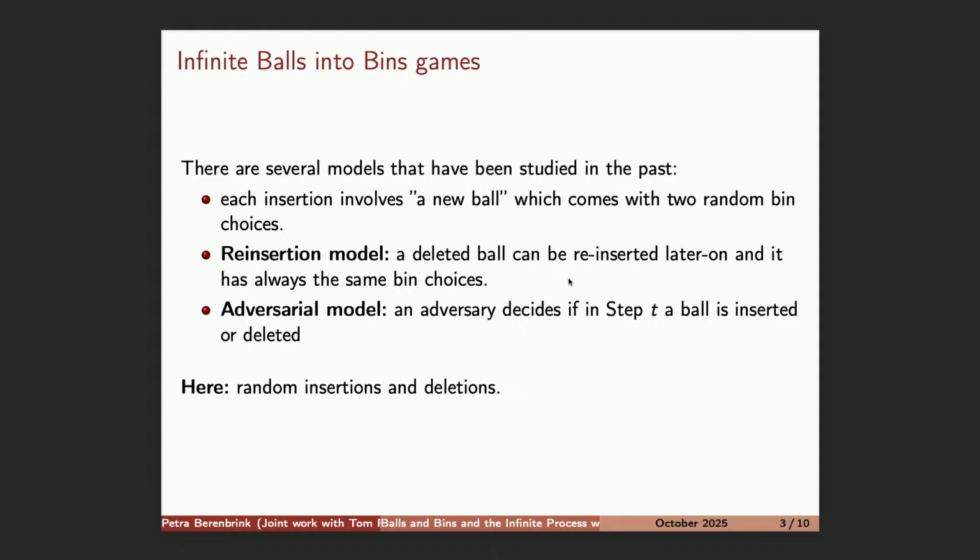So there are several models that were studied. For example, the one that I just introduced, where we randomly decide between insertion and deletion. Then there is the reinsertion model. Here I have balls, and if I delete a ball, I could possibly re-enter the ball into the system, but then the ball has to use the same random choices. So that's not the model we are studying here. And there's also an adversary model, and here the adversary determines if in a certain step a ball is deleted or inserted.